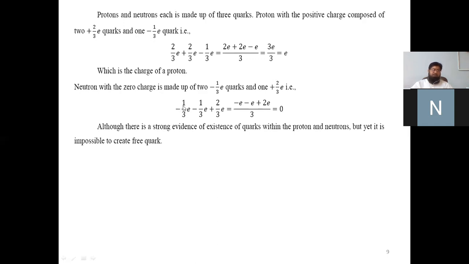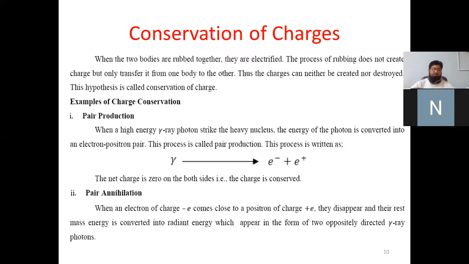The charge of one down quark is minus 1 upon 3e. The second down quark is minus 1 upon 3e. One up quark has charge 2 upon 3e. So if we add up all these charges using LCM, the resultant is 0. 0 means it is again neutral. So there is no net charge on the neutron. So this is known as the quantization of the charge.